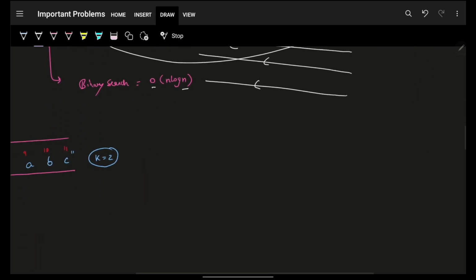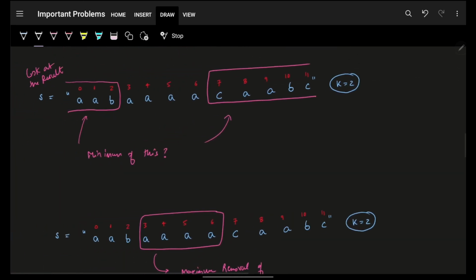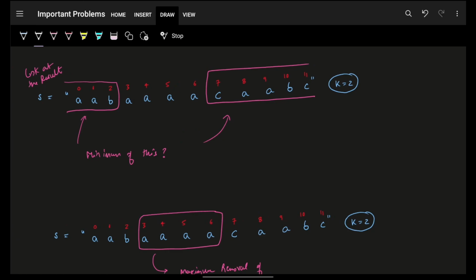Now, the third question is, can we improvise a bit more? Obviously, we can. Let's look at what we were finding out.